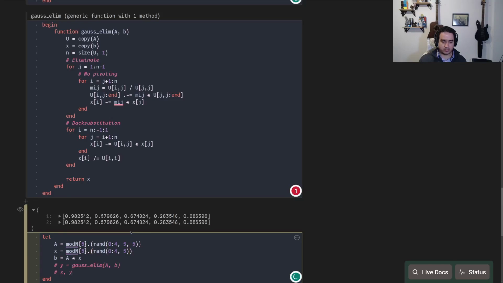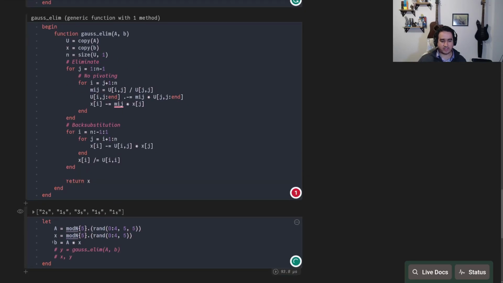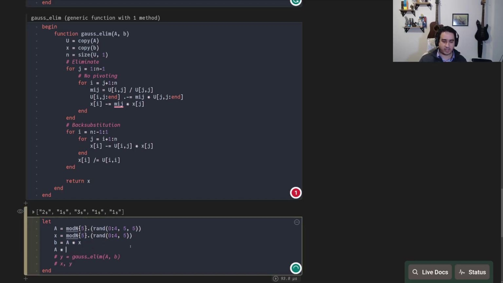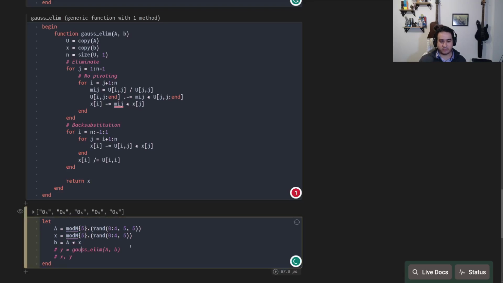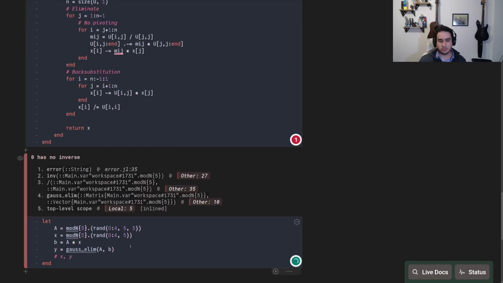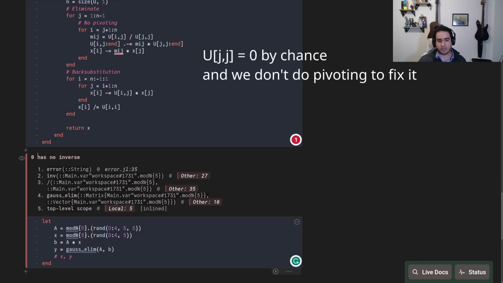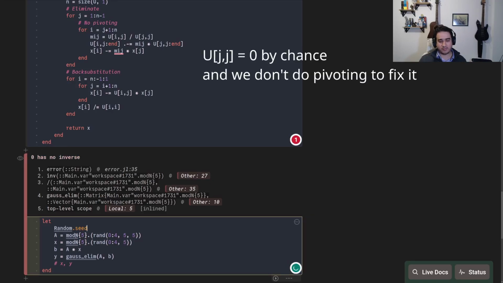So first, same idea. If I do A and X and I create B equals A times X, when I do A times X minus B, it should be 0, so I can use that for comparison as well. But first what I want to do is compute Y, which is the Gaussian elimination, and it failed. Why did it fail? Because 0 has no inverse, so we're gonna have to set seeds.